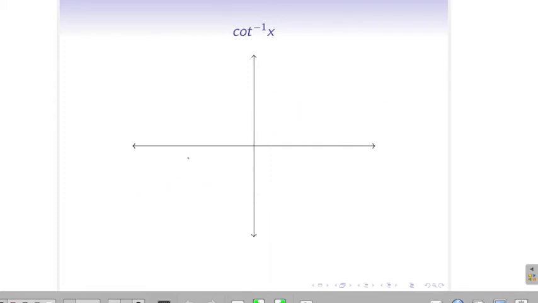The domain of cot inverse x is real numbers, and the range of cot inverse x is 0 to pi. The graph of cot inverse x is like this. The second last inverse trigonometric function is sec inverse x. The domain of sec inverse x is real numbers except the interval minus 1 to 1, and the range of this function is 0 to pi, but just remove one point, that is pi by 2.